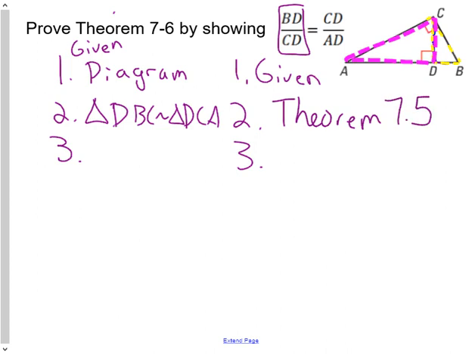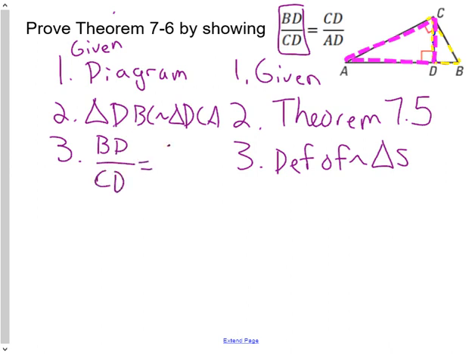You can try to write it, but it's kind of one that we're not going to use much. We're just going to use it for these theorems. And then next, we just need to say, well, by definition of similar triangles, right, we've got BD to CD equals CD to AD. So a lot shorter than proofs of the past of proving theorem.